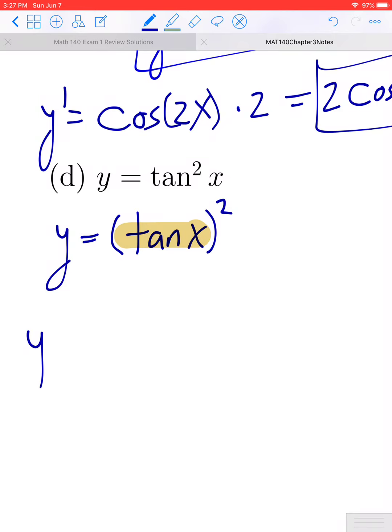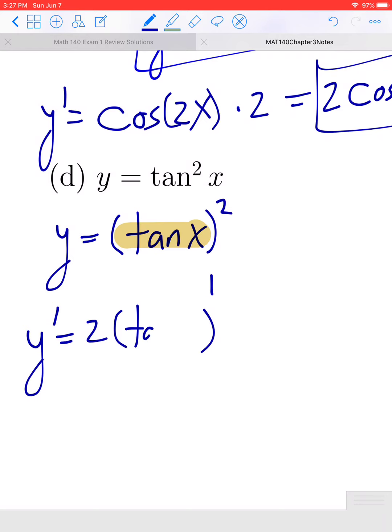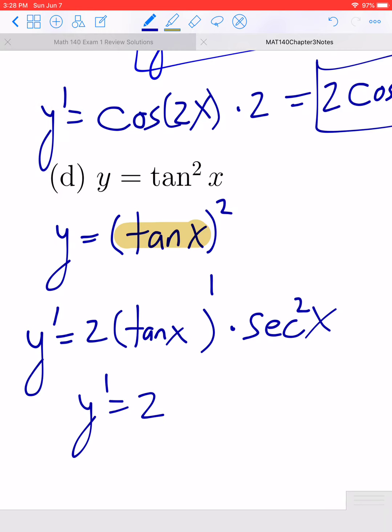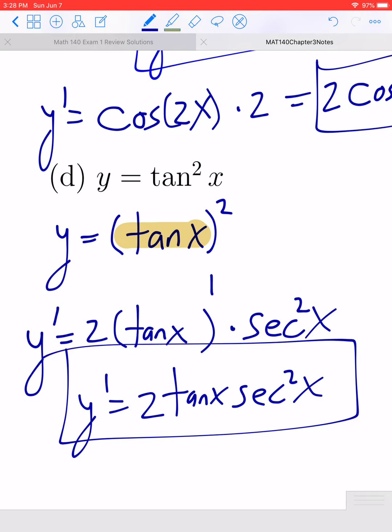So let's apply the chain rule. The chain rule says we're going to do the derivative of the outer function. To differentiate something to the second power, we bring the power down, reduce it by 1. And now we're going to leave the inside function alone, so it's still going to be tangent of x. And then from the chain rule, we multiply by the derivative of tangent. And we recall that the derivative of tangent is secant squared x. So the derivative for this problem is 2 tangent x secant squared x.